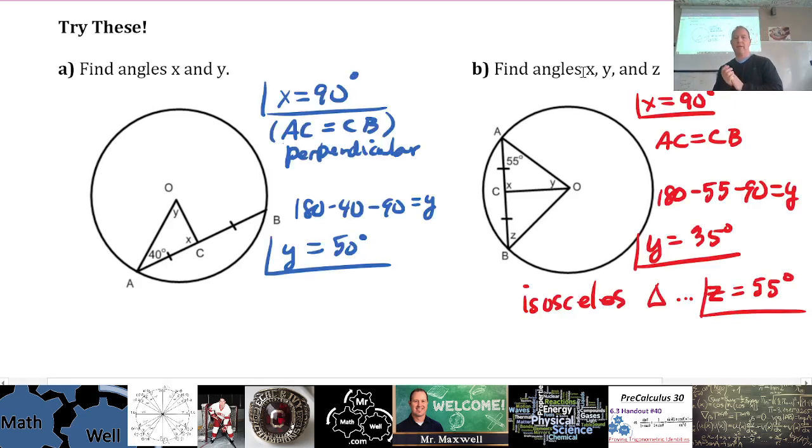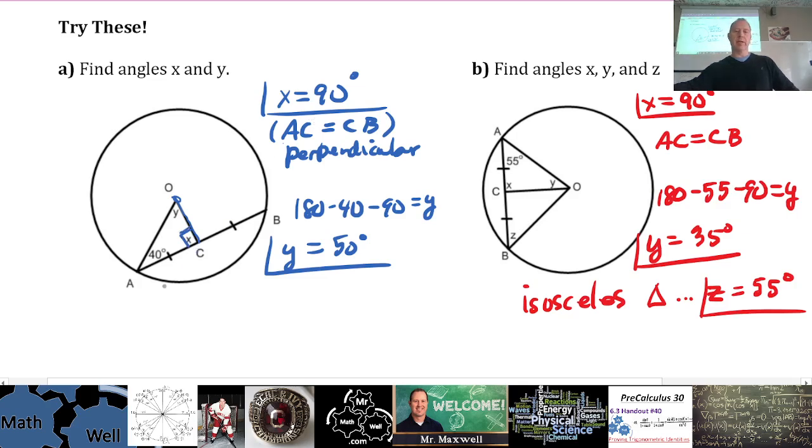All right, let's take a look at these questions here. Pretty straightforward with the angle measures. Okay, because AC and CB are equal, that means that this side going through the center must perpendicularly bisect that angle. So x is 90.